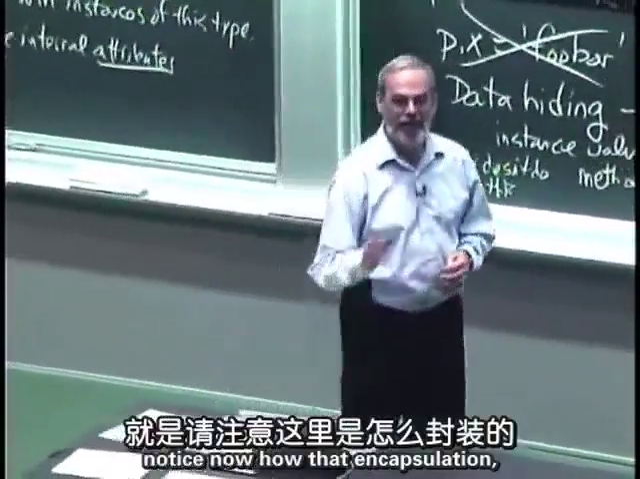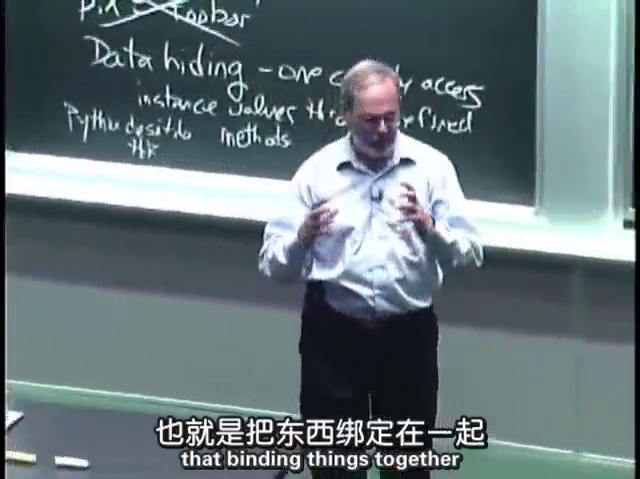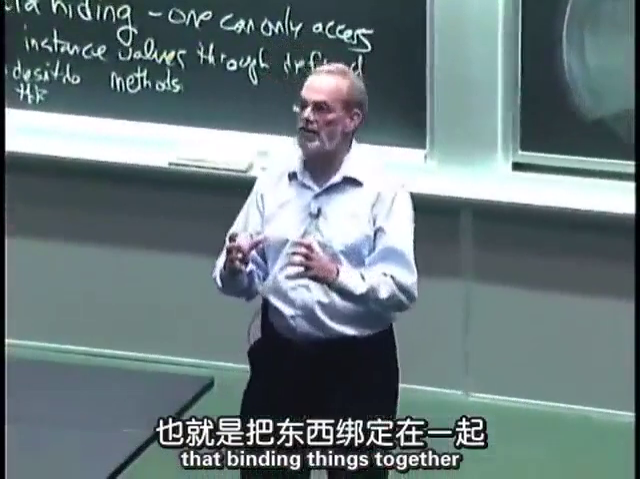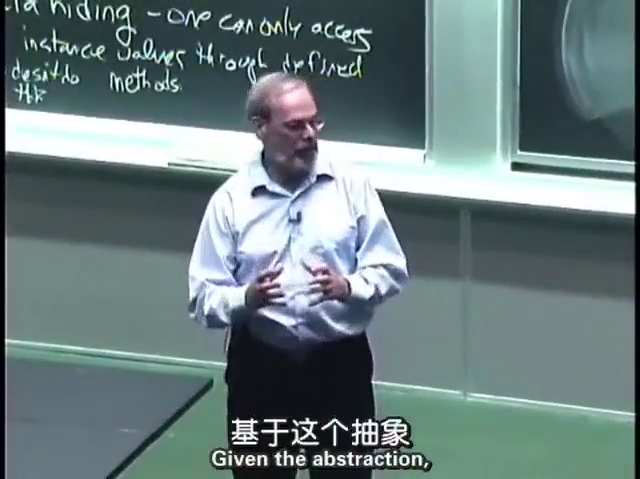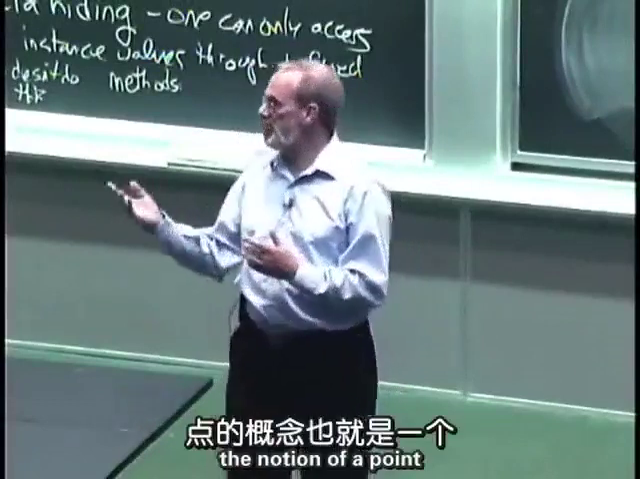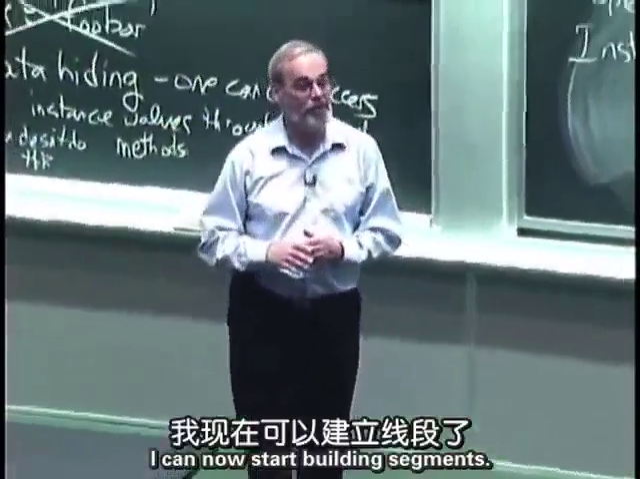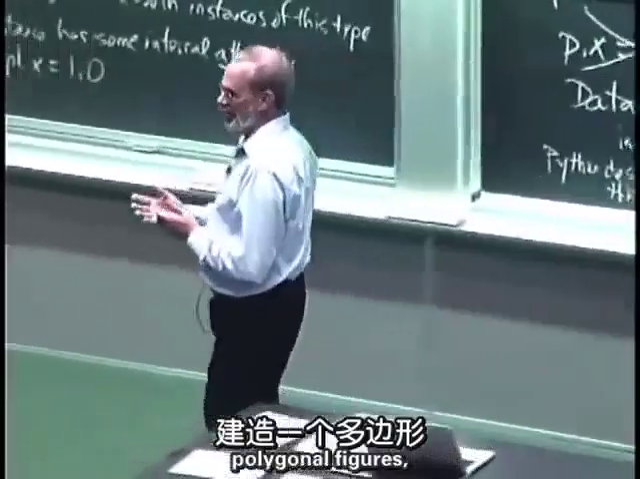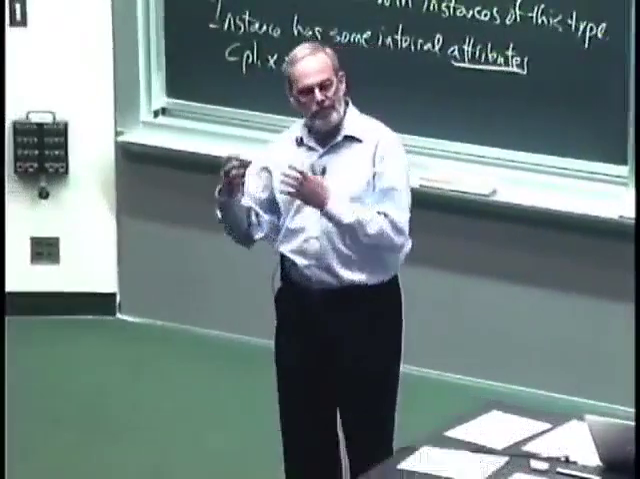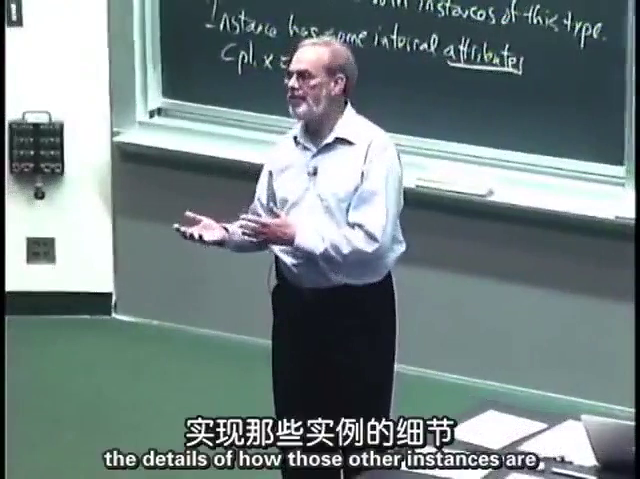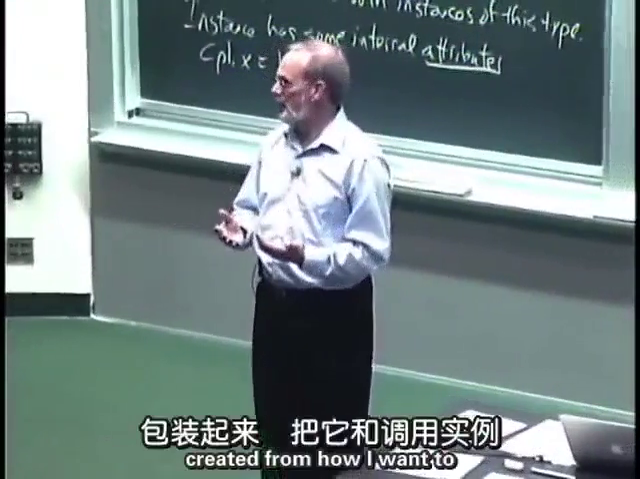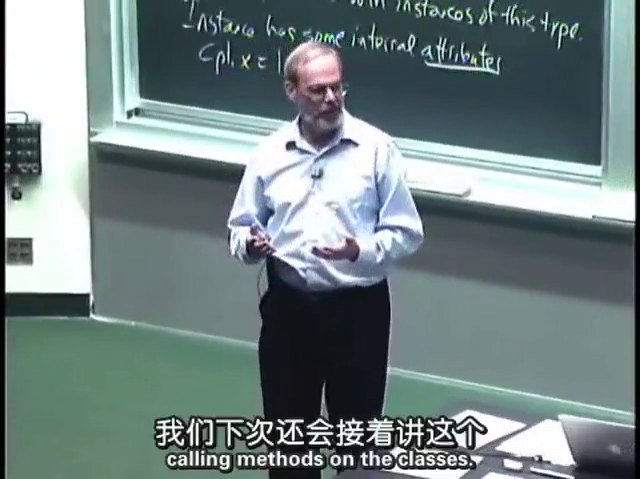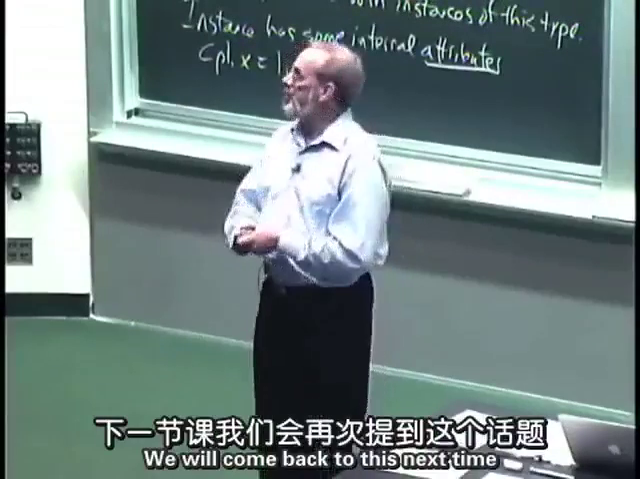Nonetheless, the last piece I want you to see here, and then I'll let you go, is notice how that encapsulation, that binding things together, has really helped me. Given the abstraction, the notion of a point as an instance with some values, I can now start building segments. And I could extend that. I could have polygonal figures that are a sequence of segments. And I would be able to simply bury away the details of how those other instances are created from how I want to use them by simply calling methods on the classes. We'll come back to this next time.